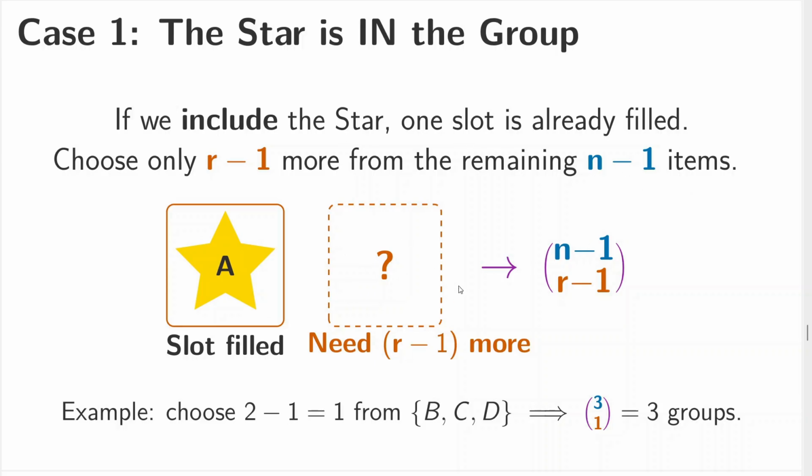Visually, item A fills the first slot, leaving the next slot with a question mark, representing that we need r minus 1 more. Mathematically, this is n minus 1 choose r minus 1. For example, if we needed a pair and A is already chosen, we just need to choose 2 minus 1, or 1 item, from the remaining set of B, C, and D. 3 choose 1 gives us exactly 3 possible groups.